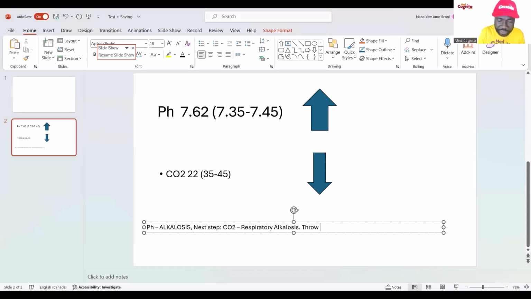Throw away HCO3. Simple. Don't use it. You don't need it. So if I give you an HCO3 value, you don't even need to consider it. It's just there to cause confusion for the examinee.